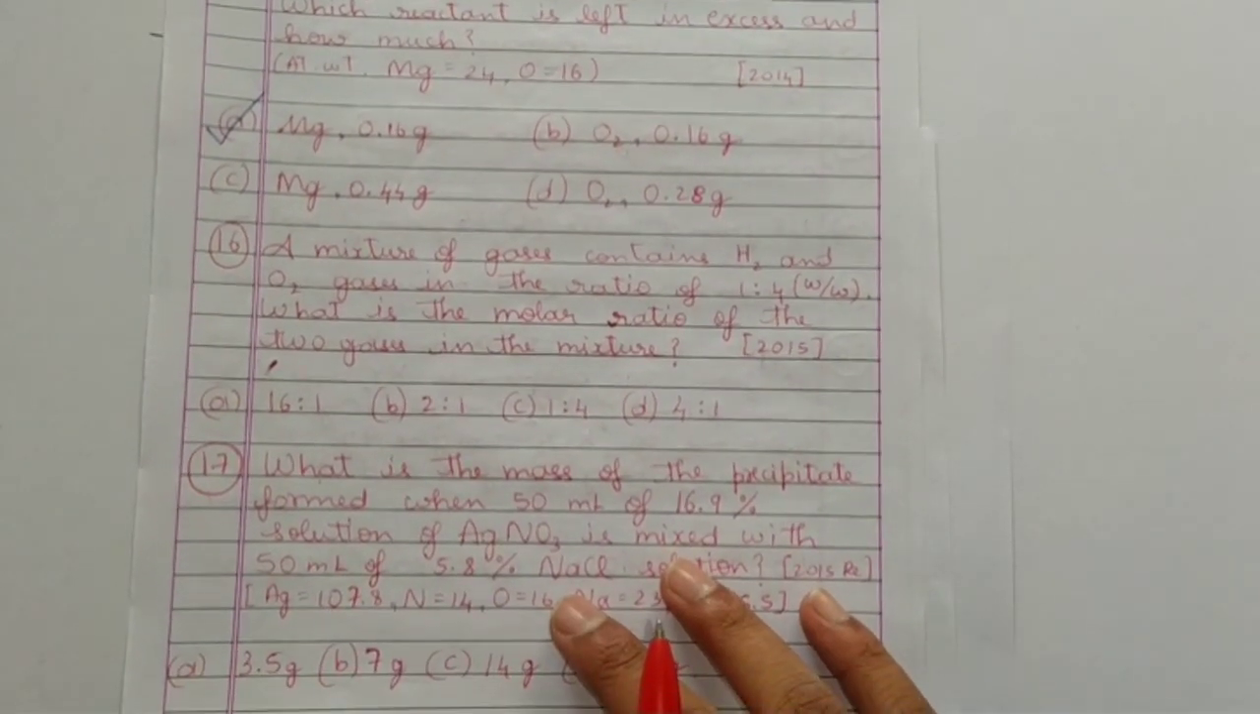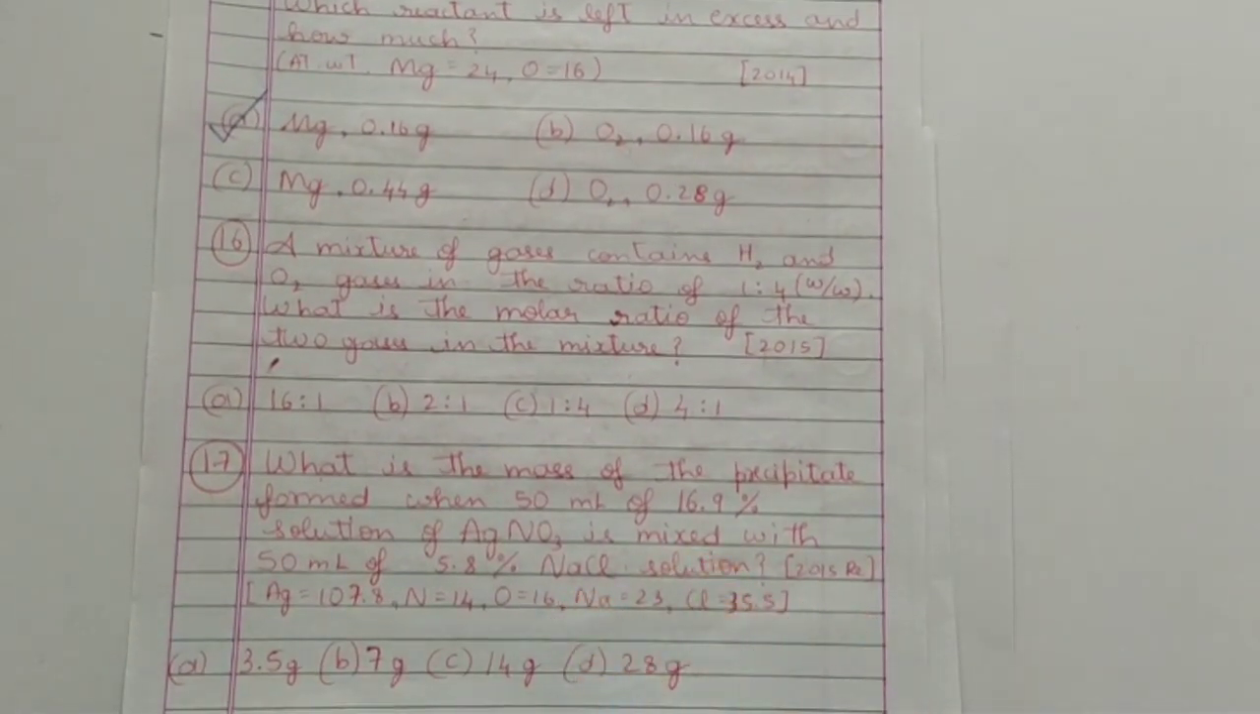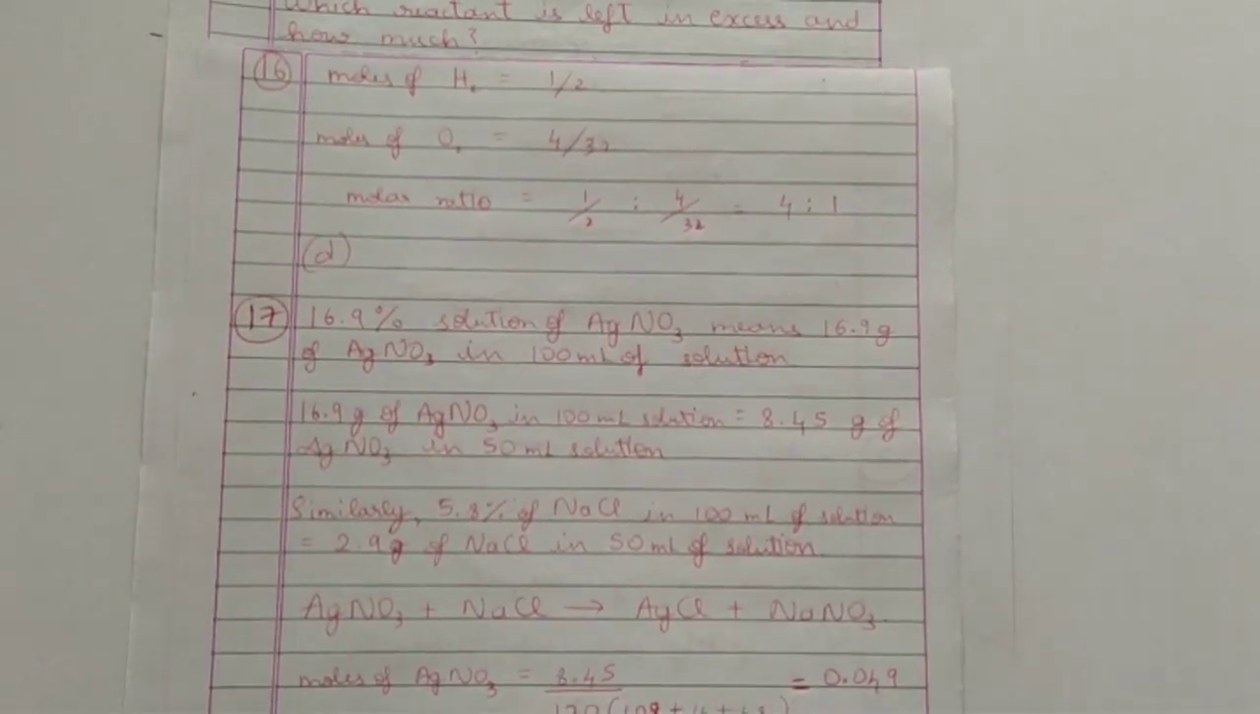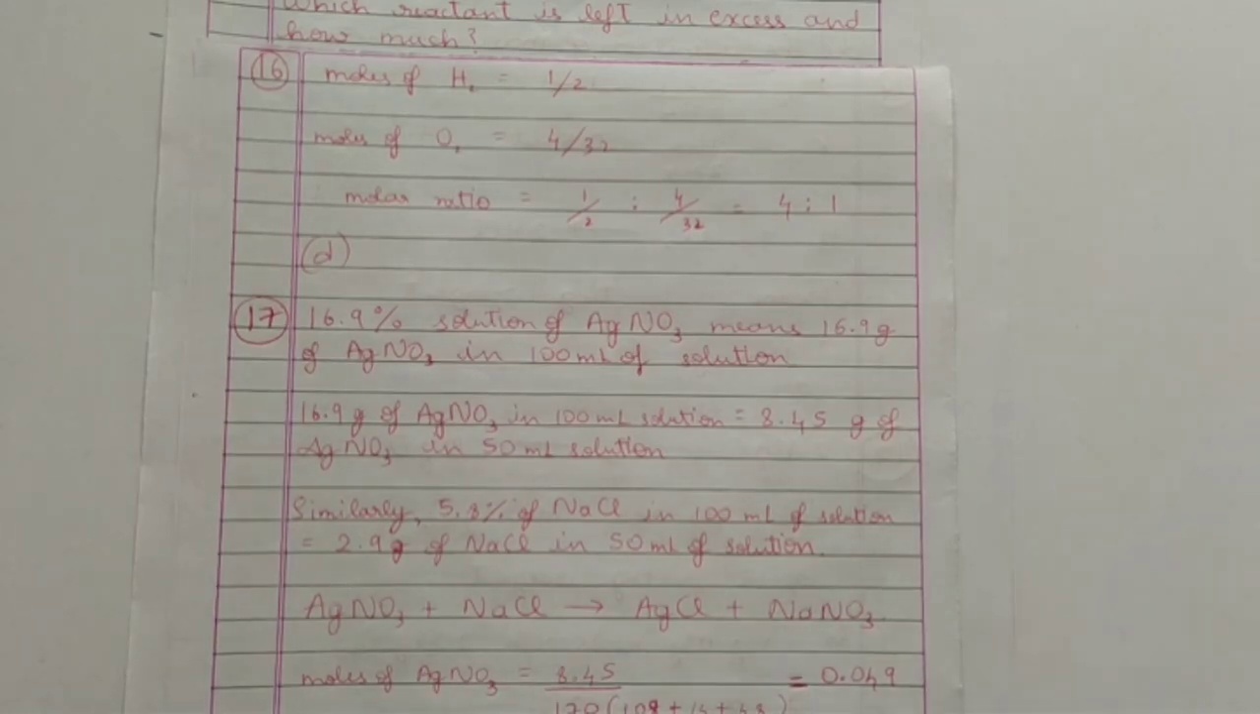16. A mixture of gases contains H2 and O2 gases in the ratio of 1:4 weight by weight. What is the molar ratio of the two gases in the mixture? 16. Moles of H2 is equal to 1 by 2 because given mass by molar mass. Moles of O2 is equal to 4 by 32. Molar ratio 1 by 2 is to 4 by 32, which gives 4 is to 1. It is option D.